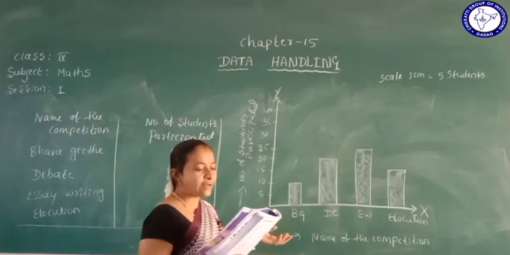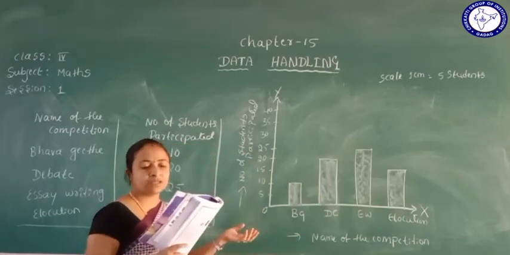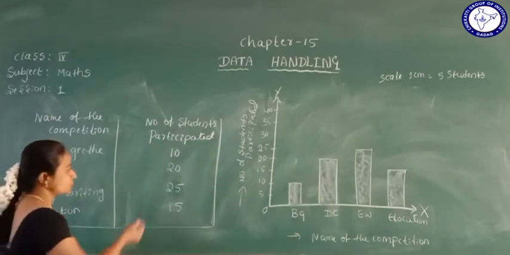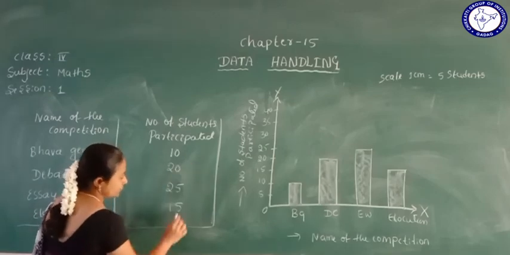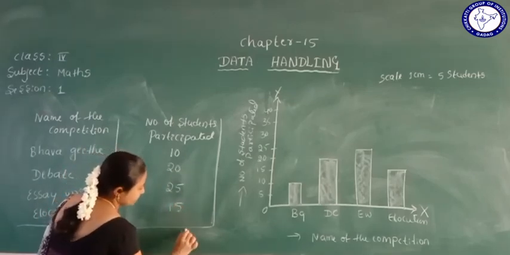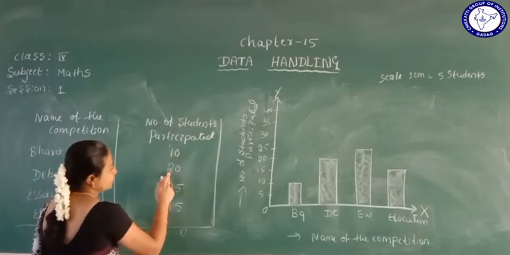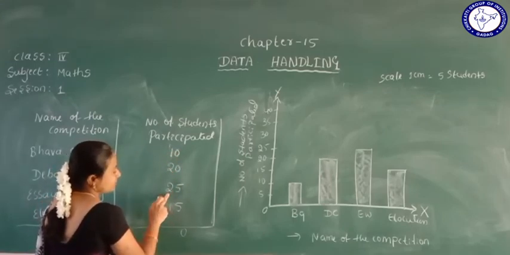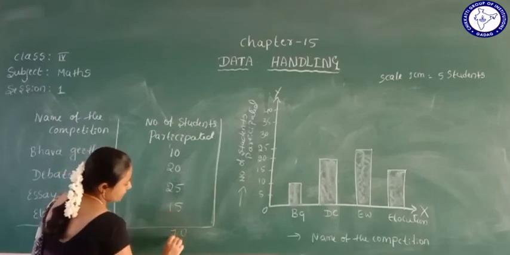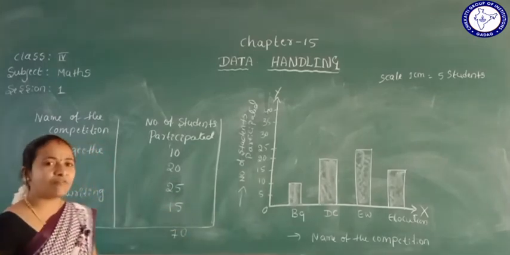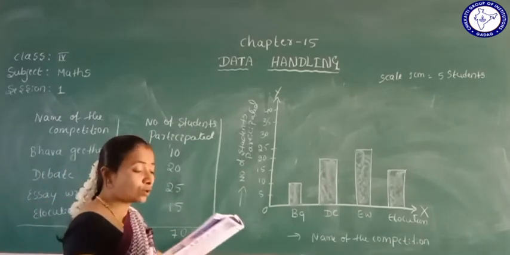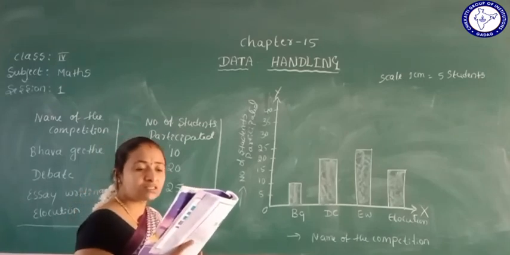How many students participated in total? So here, 5 plus 5 is how much? 10. Carry 1, 2 plus 2 is 4, 4 plus 2 is 6, 6 plus 1 is 7. The total number of students who participated in the overall competition is 70 students.